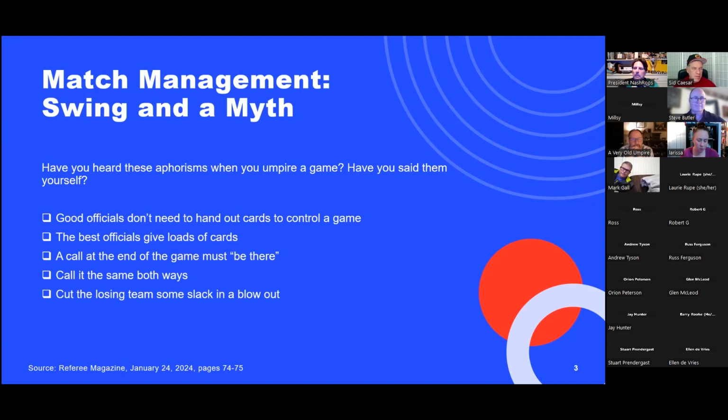Are these tools that you use? Are these myths? Have you heard these before? Think about these as we go through the rest of the presentation, and we're going to go through the document and the examples that we're going to be talking about later on as we go through this.